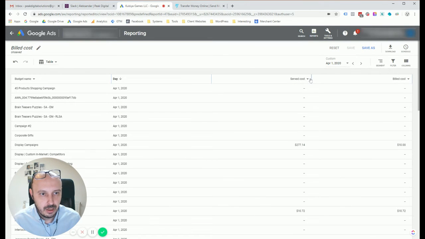Yes, so served cost $277 and actual billed cost $10. What this means is that at the end of the month, when the billing period comes, they will bill you for this day just $10, not the amount that the Google Ads console is showing you. So they will not bill us for this $277.